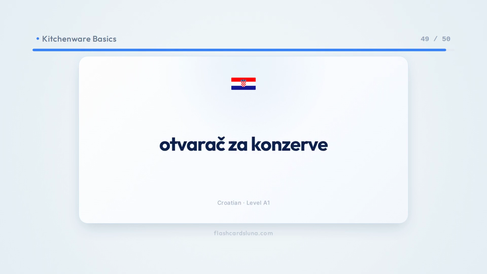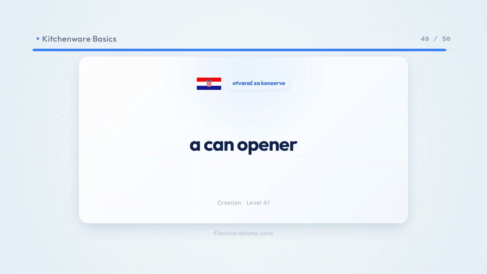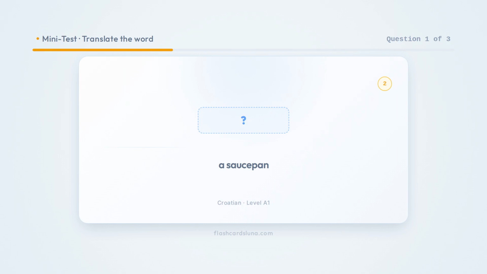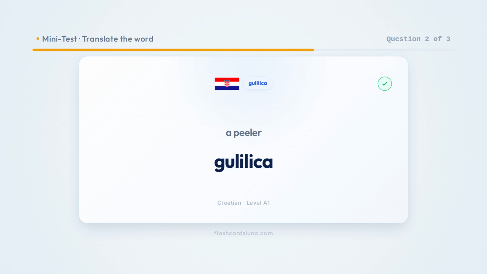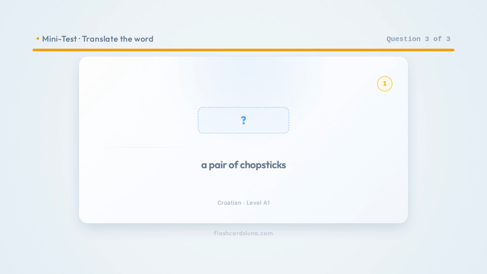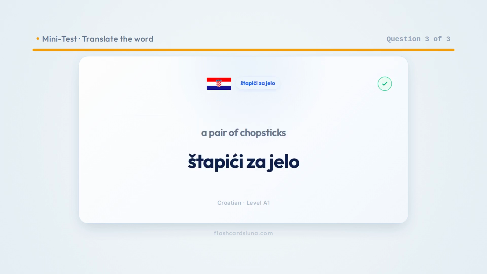Otvarač za konzerve. A can opener. Otvarač za boce. A bottle opener. Lončić. Gulilica. Štapići za jelo.